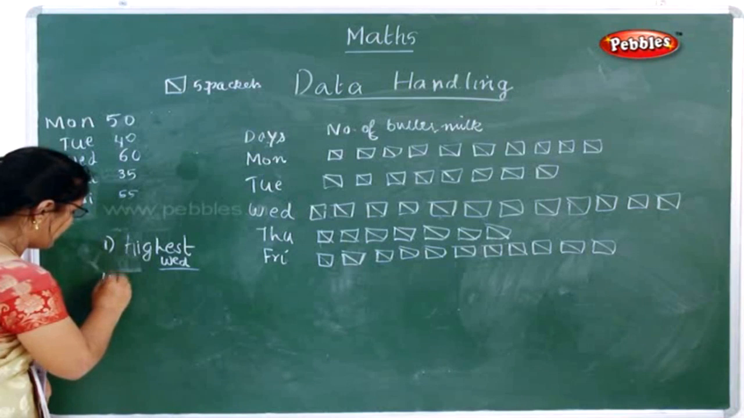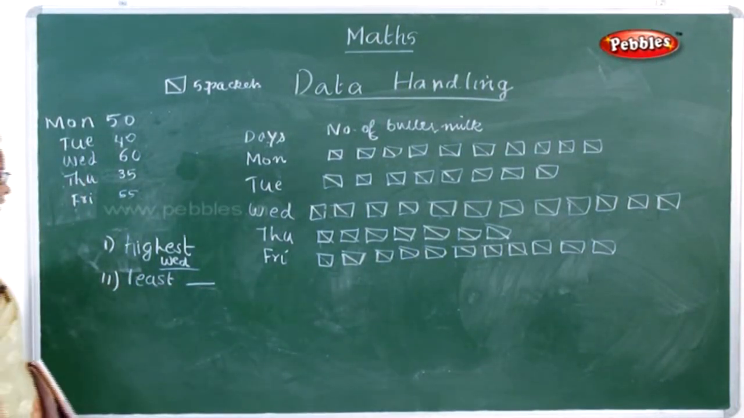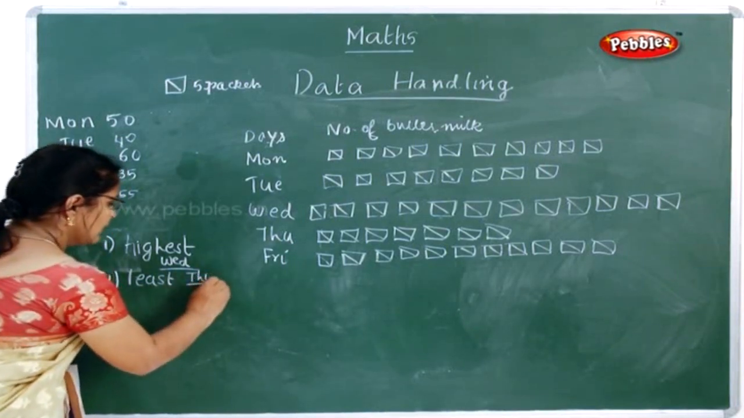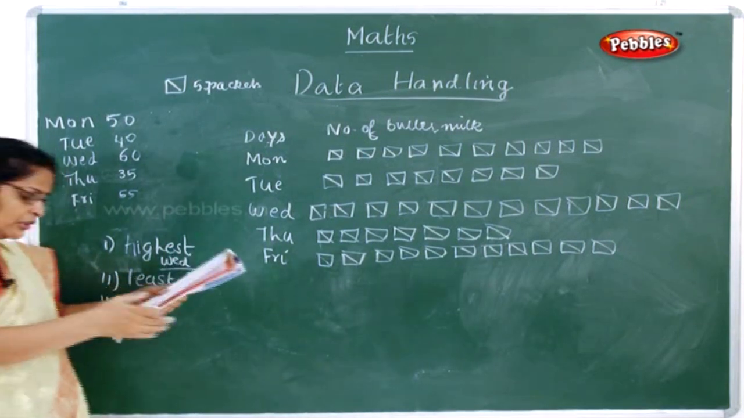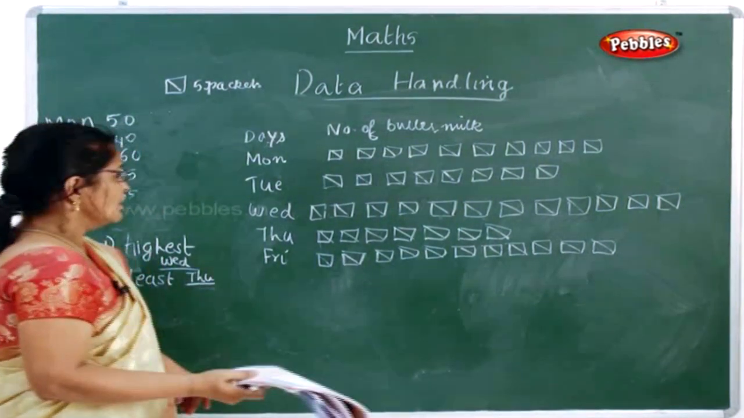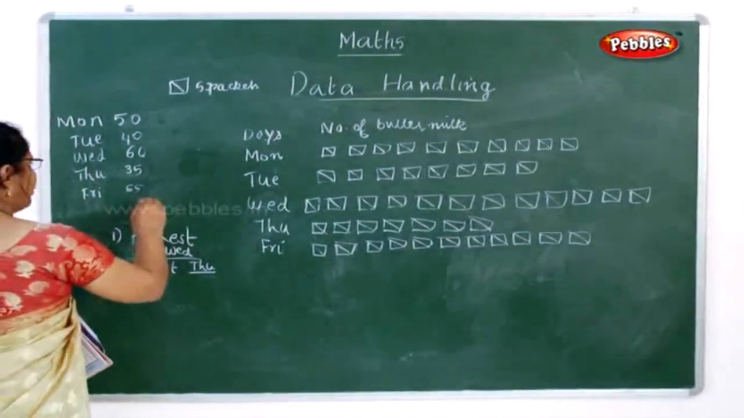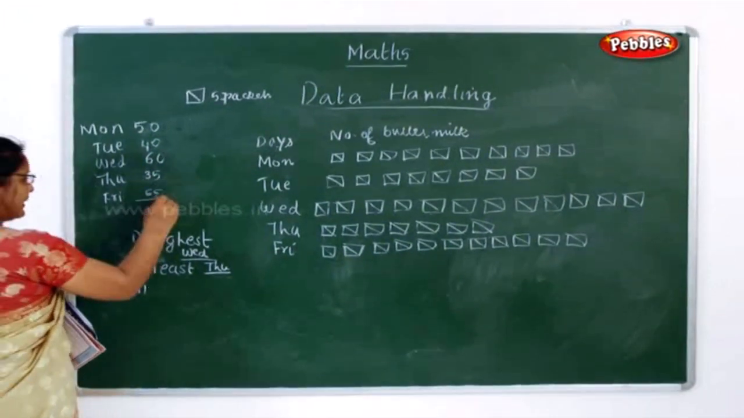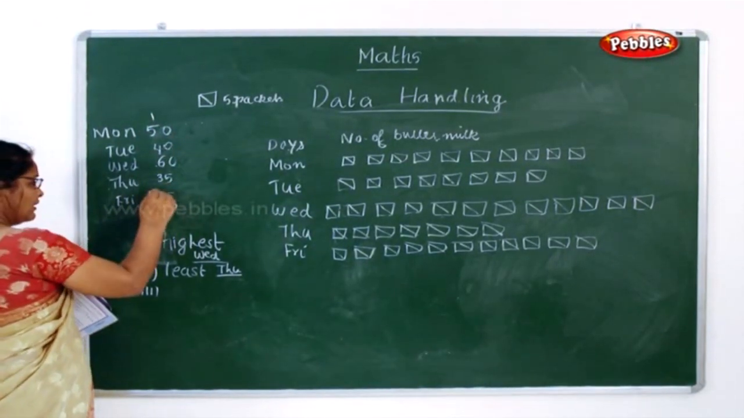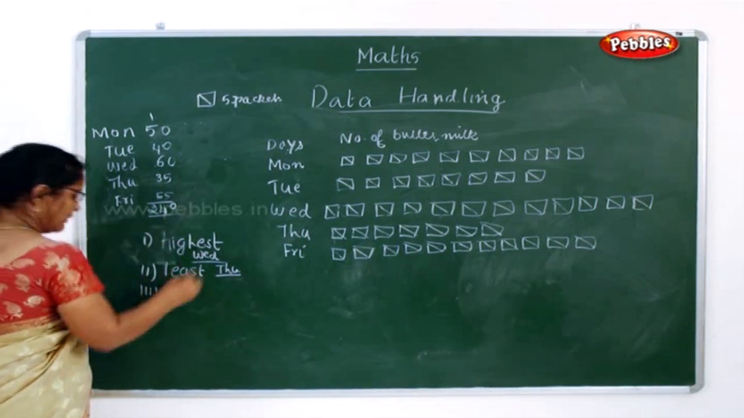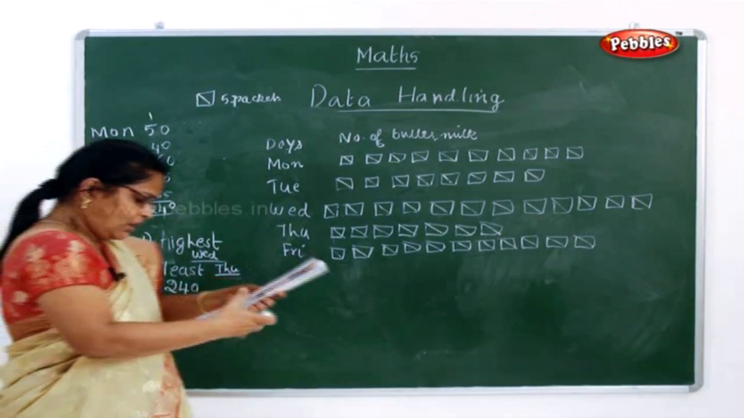Now, the least day. Which was the least day? Can anyone tell me? The least day was Thursday. Now, what is the third question they have given? The total number of packets sold throughout the week. How many packets were sold? You have to add all of this. So, 0, 0, 5 plus 5 is 10, 1, 5 plus 1 is 6, 6 plus 4 is 10, 16, 19, 19 plus 5 is 24. So, you have to write 240 packets were sold.